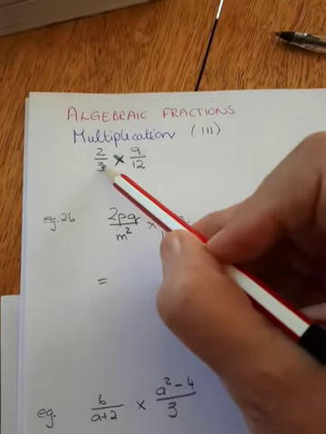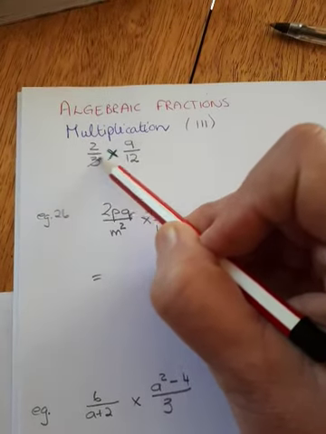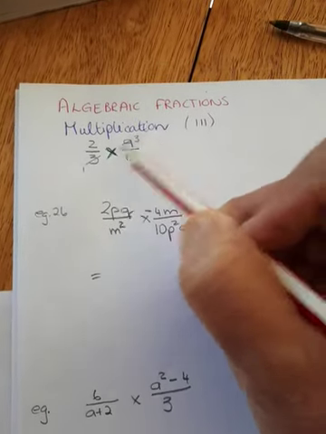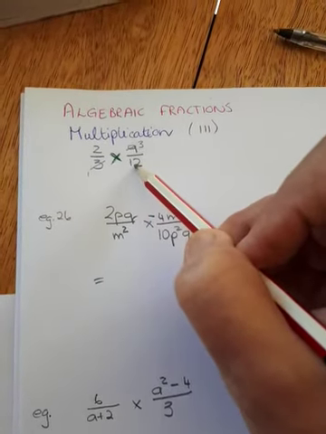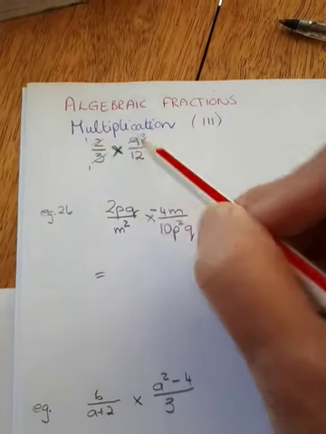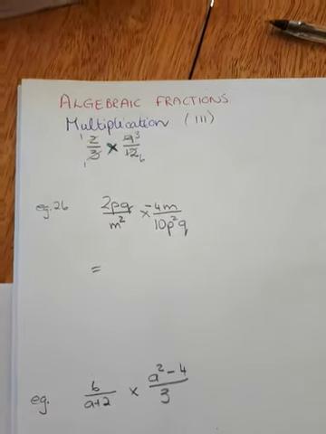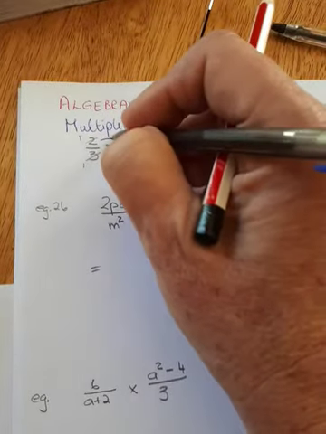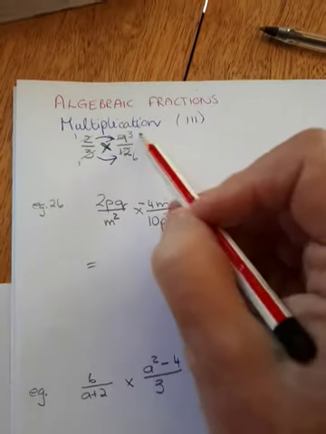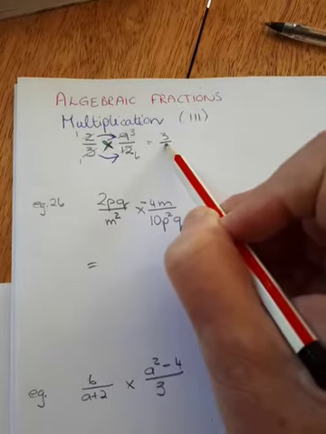So if we look at that 3 and 9, the highest common factor is 3. So 3 divided by 3 is 1 and 9 divided by 3 is 3. And then between 2 and 12, the highest common factor is 2. So 2 divided by 2 is 1 and 12 divided by 2 is 6. And now the simple rule, top times top and bottom times bottom. So 1 times 3 equals 3 and 1 times 6 equals 6.